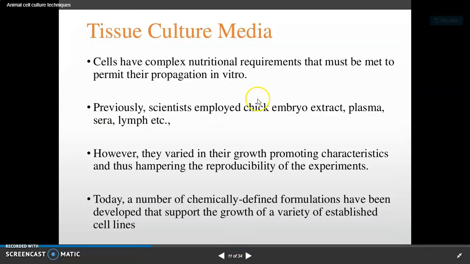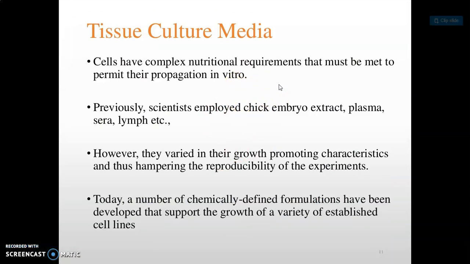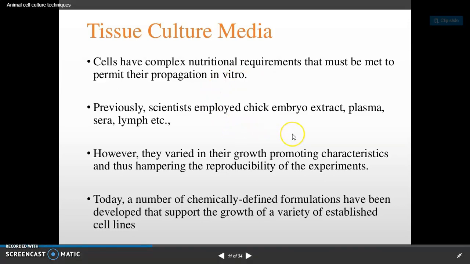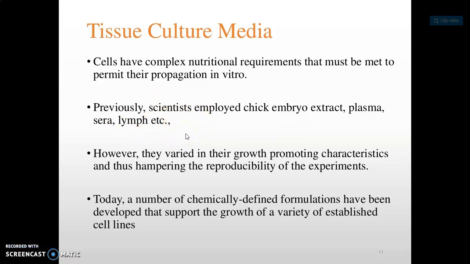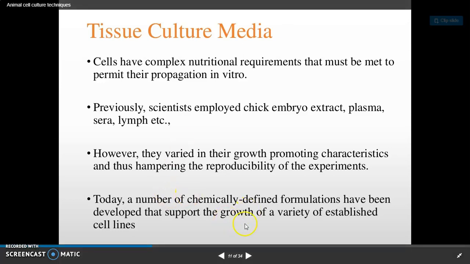And tissue culture media. Cells have complex nutritional requirements that must be met to permit their propagation in vitro. Previously, scientists employed chick embryo extract, plasma, sera, lymph, etc. However, they varied in their growth promoting characteristics, thus hampering the reproducibility of experiments. Today, a number of chemically defined formulations have been developed that support the growth of a variety of established cell lines.